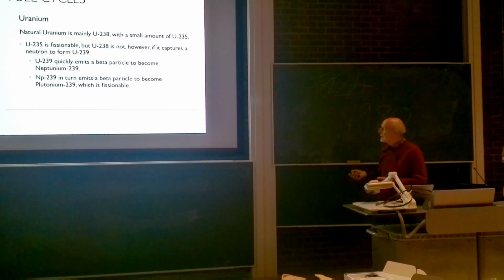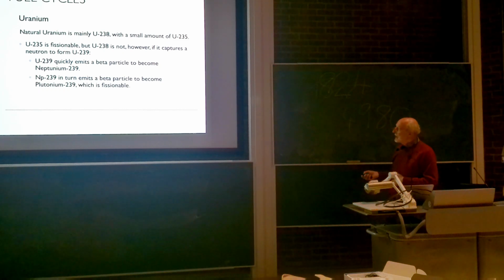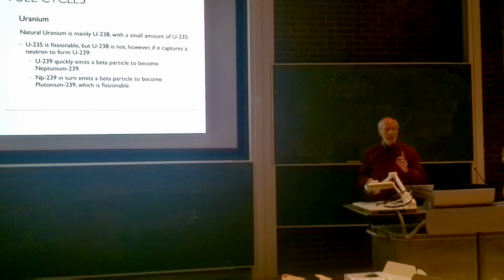So what you have when a beta particle is emitted is that essentially a neutron is converted into a proton and an electron that's being spit out. So that means that it is possible for uranium-238 to turn into something that is fissionable and can produce power, and we'll mention that a little bit later.